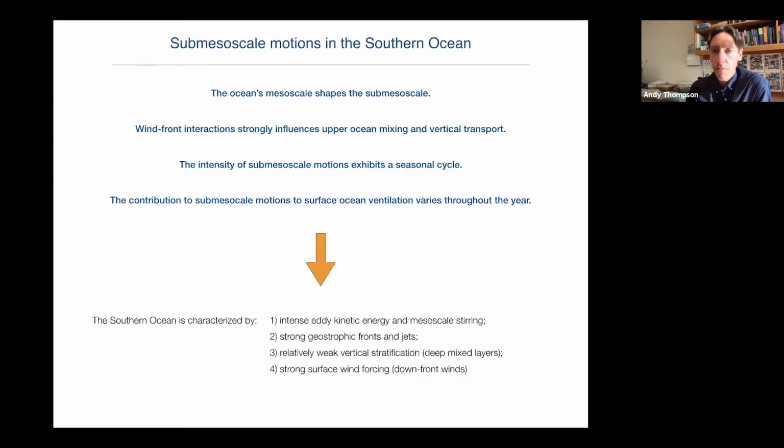So those are the lessons from the mid-latitudes. And then if you think about what we know about the Southern Ocean, it's a region of intense kinetic energy and mesoscale stirring, a region of very strong geostrophic fronts and jets, with relatively weak vertical stratification compared to the rest of the ocean, which may mean you have deep mixed layers. And you have a band of strong westerly winds, at least over the Antarctic Circumpolar Current, that can give rise to this down front wind configuration. So you would think of the Southern Ocean as being, wow, this is going to be a place where the submesoscales are absolutely going to be important.